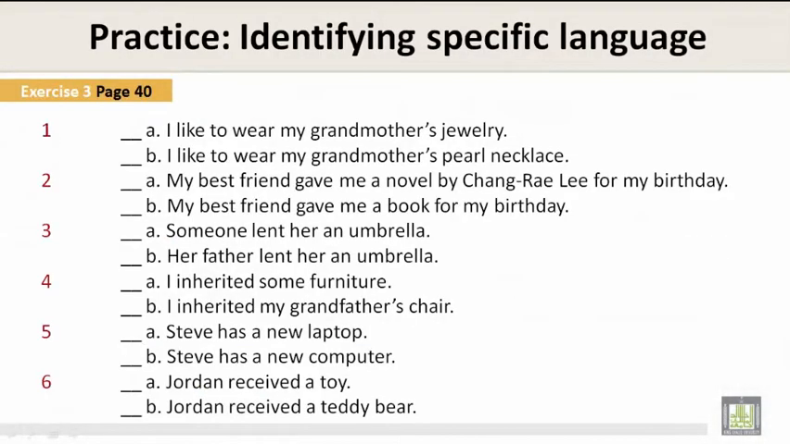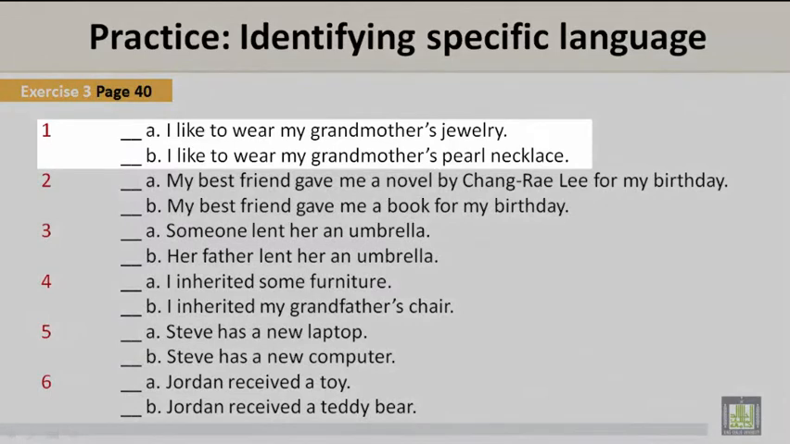Practice. Identifying specific language. Exercise 3, page 40. Number 1, A and B. I'll read both examples for you in each of the questions, and then I will provide you with the answer. A. I like to wear my grandmother's jewelry. B. I like to wear my grandmother's pearl necklace. Which is more specific? B. I like to wear my grandmother's pearl necklace.